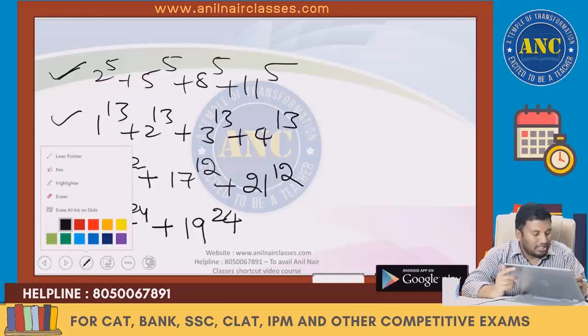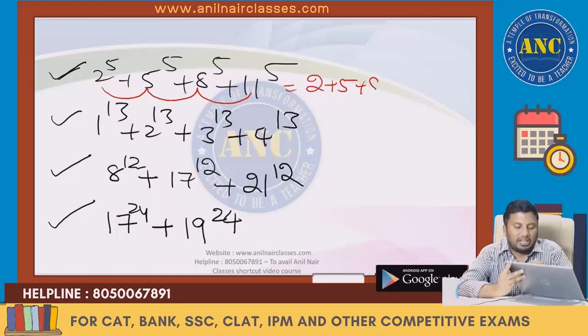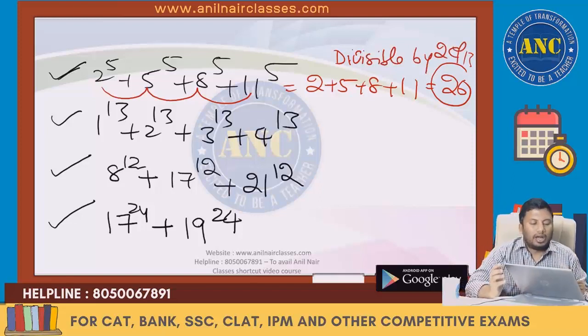Sheikh Walif, these are for you. These are nothing but, it is divisible by 2 plus 5 plus 8 plus 11, 13 plus 13, 26. The answer is divisible by 2 and 13. 2 and 13.